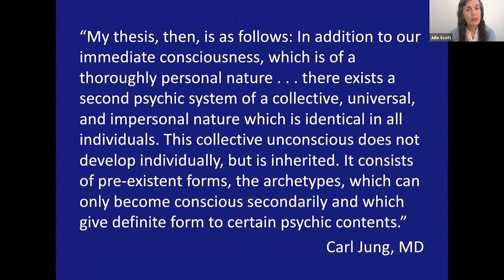Jung wrote, "My thesis then is as follows. In addition to our immediate consciousness, which is of a thoroughly personal nature, there exists a second psychic system of a collective, universal, and impersonal nature, which is identical in all individuals. This collective unconscious does not develop individually, but is inherited. It consists of pre-existent forms, the archetypes, which can only become conscious secondarily and which give definite form to certain psychic contents."